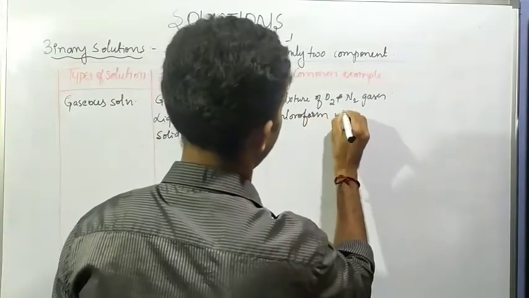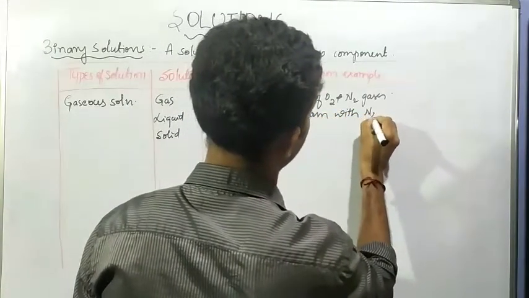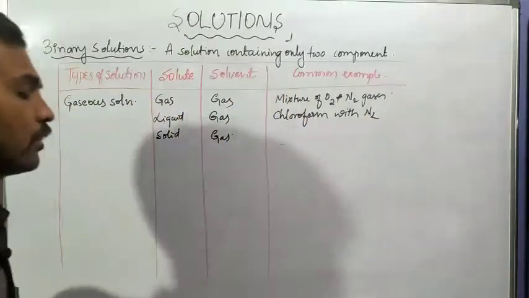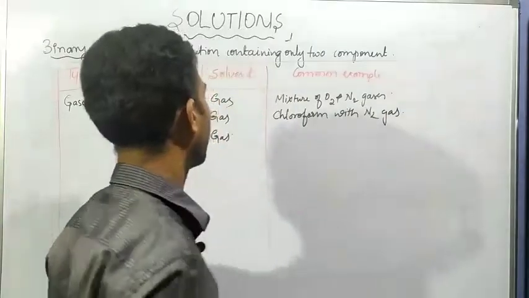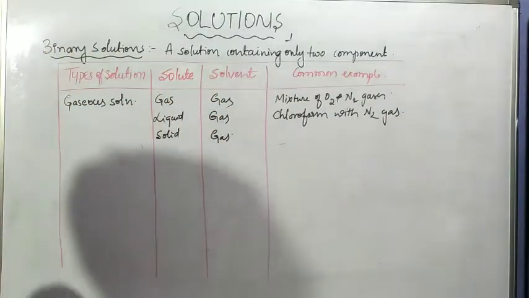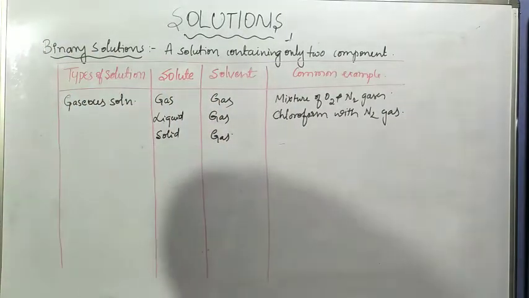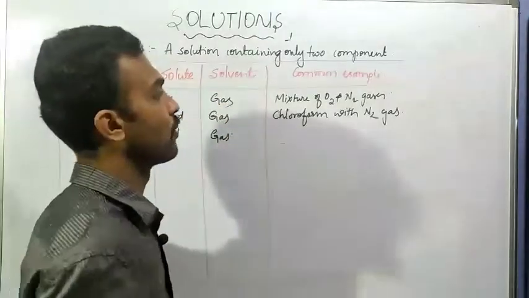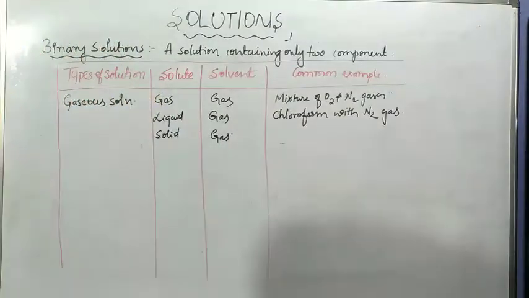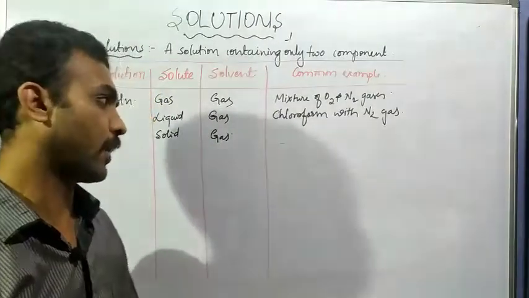Chloroform with the N2, nitrogen gas, very important. So liquid chloroform is in liquid form, and the solvent is gas. When you add chloroform to the gas, what happens? You get a mixture of chloroform with the N2 gas.